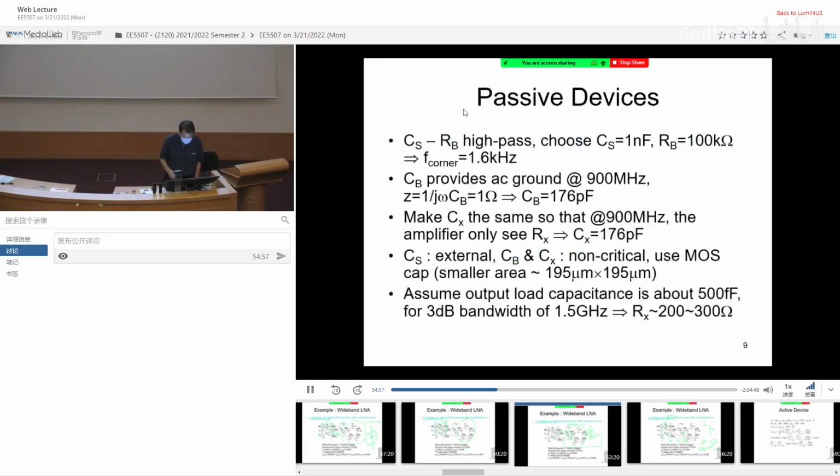So having understood that, that is what we are doing. CB at 900 megahertz, I want to make sure it becomes 1 ohm. So the CB is about 176 picofarad. 176 picofarad.